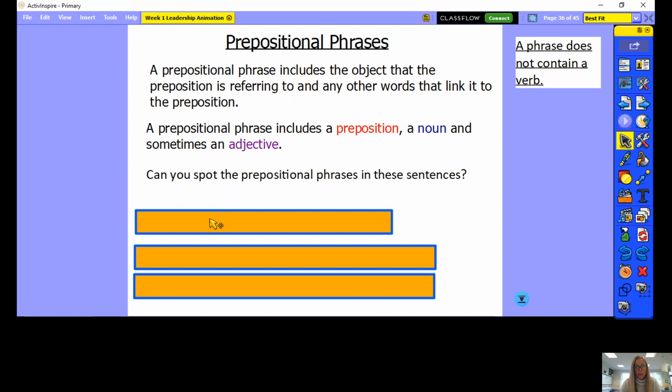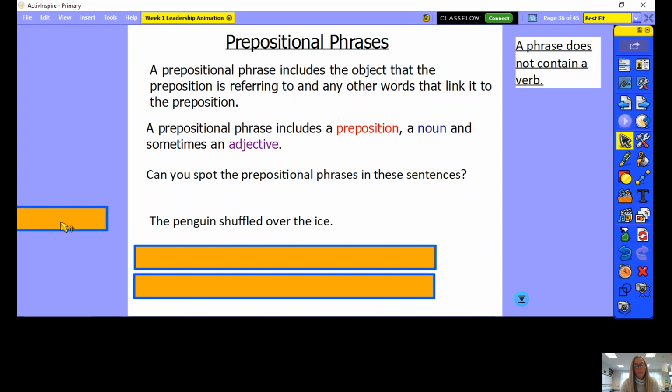So let's have a look at a sentence below. The penguin shuffled over the ice. I want you to pause the video now and think about what the preposition is in this sentence. Can you decide on what the prepositional phrase is from this? Which part of the sentence includes the preposition, the noun, and sometimes an adjective? Pause the video now while you do that.